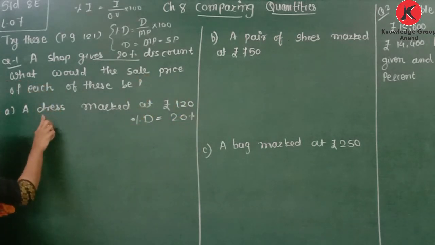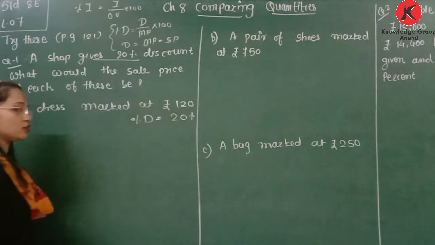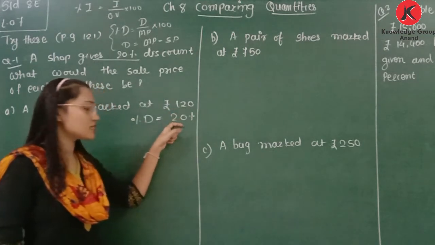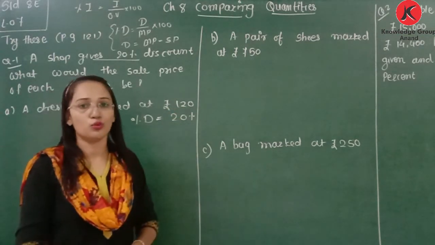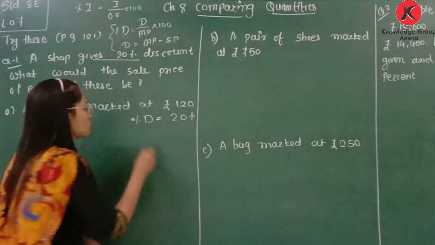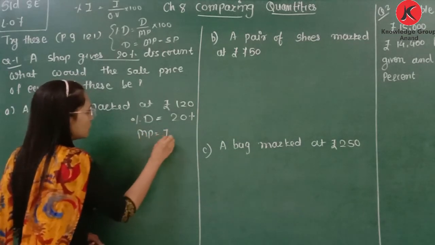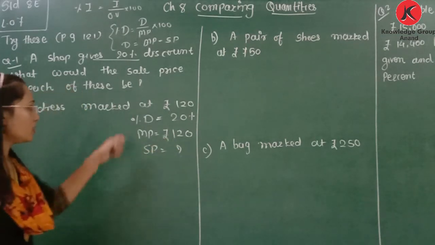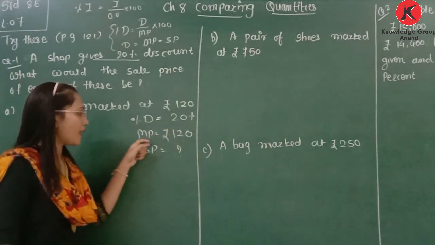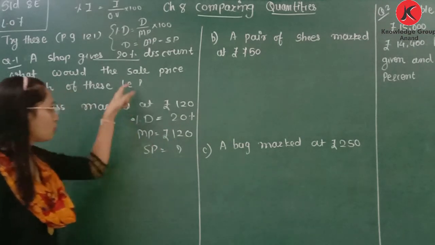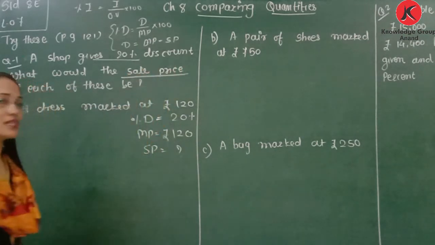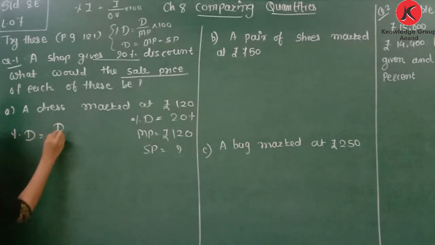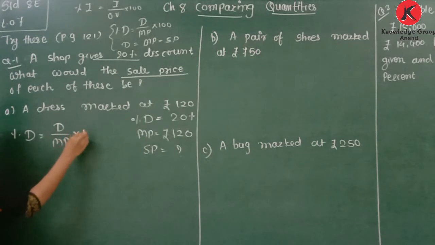Now we have to start from here. A dress marked at 120 rupees. If the dress is of 120 rupees and 20% discount, then how much we need to pay? That we need to find. So here marked price in the question is given 120. Now what we need to find? Selling price. Discount is given 20%, marked price is given 120, and here in the question it is written find the sale price. So we have the equation percentage discount is equal to discount divided by marked price multiplied by 100.